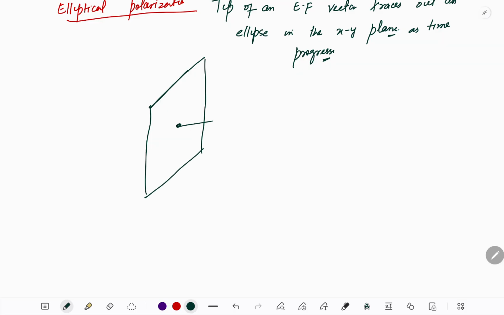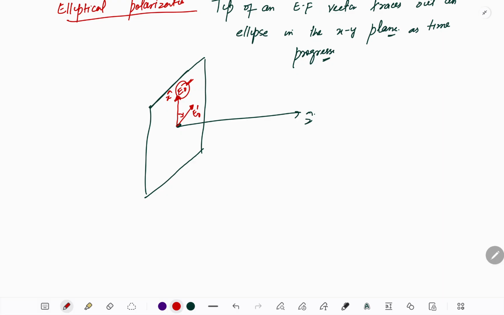So if the wave is propagating along the z direction, and initially the electric field E naught is along x cap, when it moves, it may move clockwise or anti-clockwise. Then it is right elliptical or left elliptical. But the electric field amplitude will vary. It wouldn't be E naught. Let's say it moved clockwise, so it will be along the negative y cap, that is backwards. This time it wouldn't be E naught, but let's say E naught dash. Even though it moved clockwise, the amplitude is not the same.